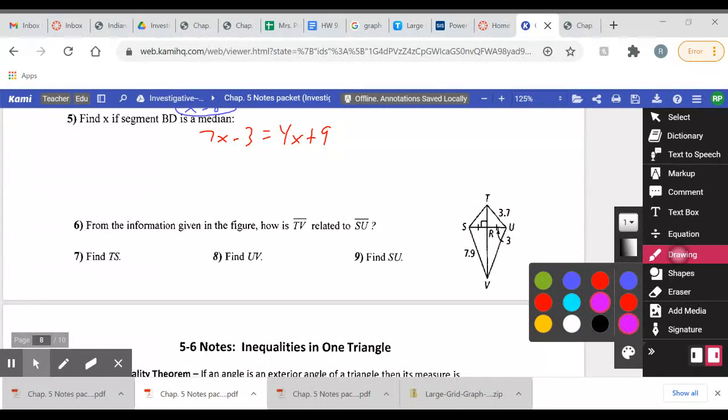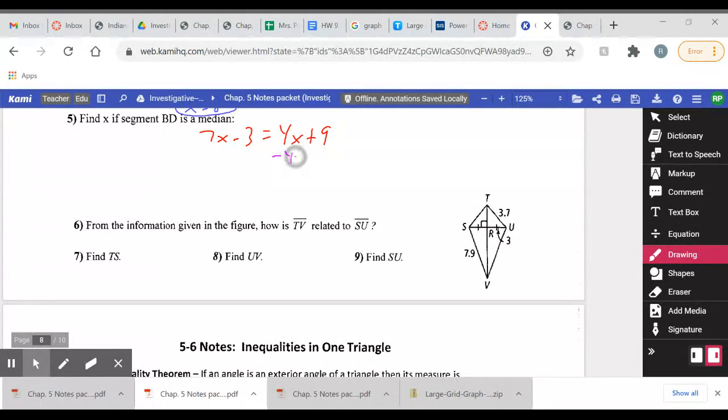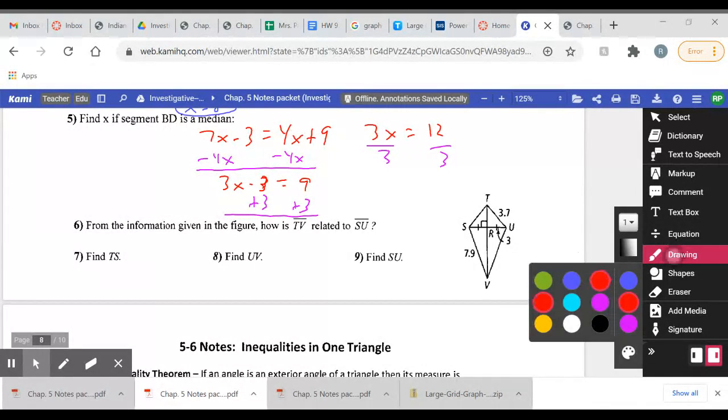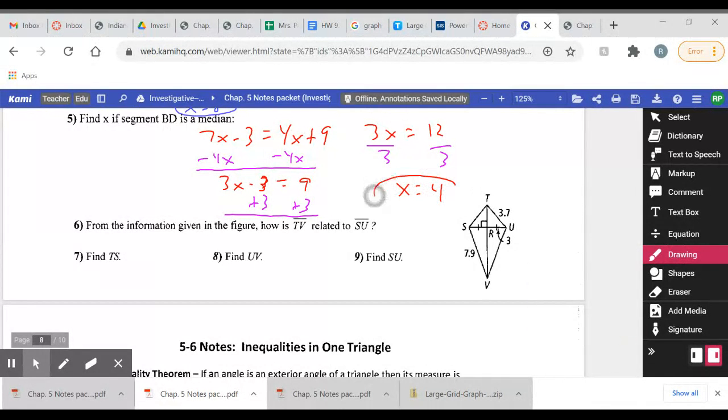So if I go and solve from there, I can subtract 4x from both sides and get 3x minus 3 equals 9. Writing's not doing very well here. Now if I add 3 to both sides, I end up with 3x equals 12. And then again, if we go ahead and divide by 3 on both sides, then I end up with x equals 4.